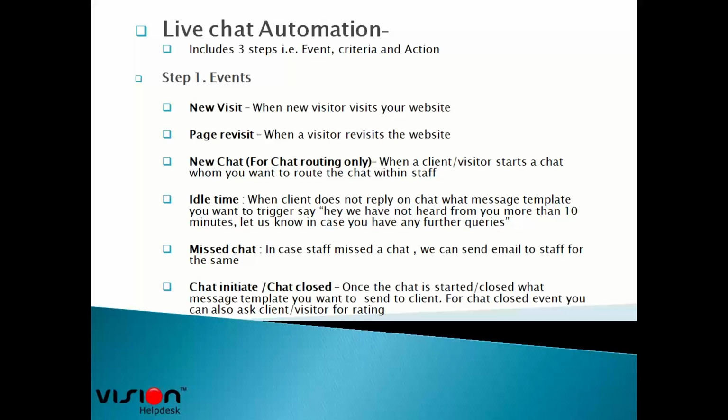Now this chat automation works in three parts. It has an event, based on which particular event this would be triggered. Then it has a criteria and an action. So basically it has three steps. The first step is regarding the events, and we have different events over here. Considering the scenarios, whenever a customer is visiting your website, in that case this new visit event would be triggered.